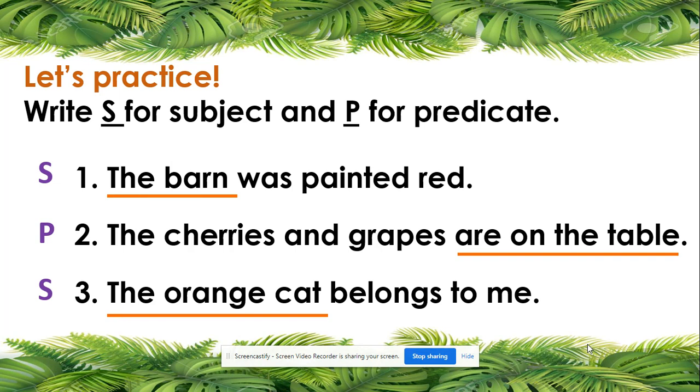A subject is what or whom the sentence is about, or the one being talked about in the sentence. Predicate, on the other hand, is the action that the subject does.